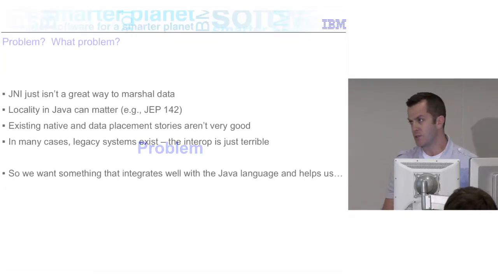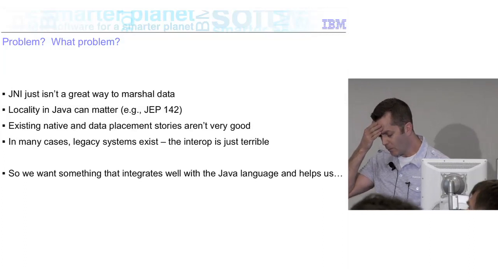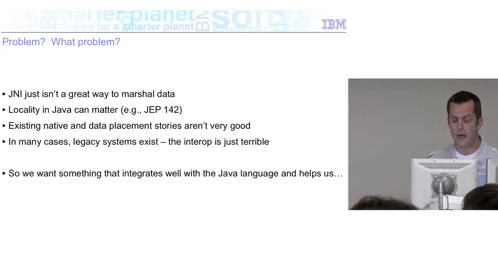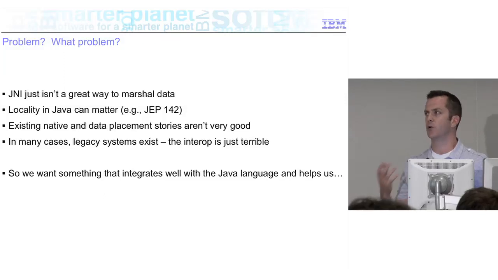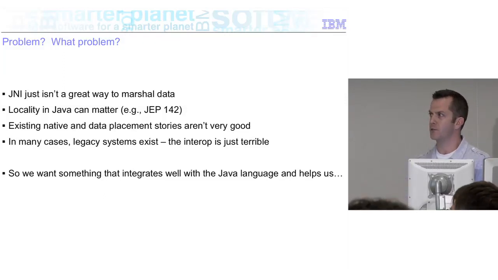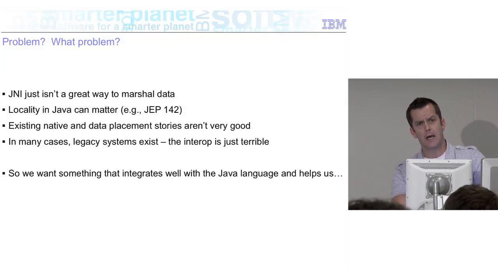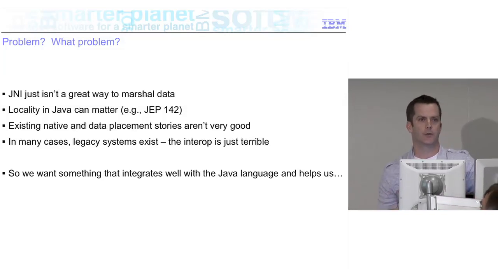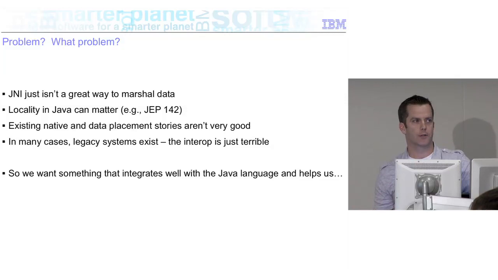All right, the problem. So, what problem? What's the background? What am I trying to solve, or what are we trying to solve? And what's the motivation, and what kind of conclusions have we come to so far? Well, this starts a long time ago. At IBM, we have a lot of legacy systems. We have customers with a lot of legacy systems. And so interop with Java tends to be pretty important in terms of the speed, performance, footprint, and so on.